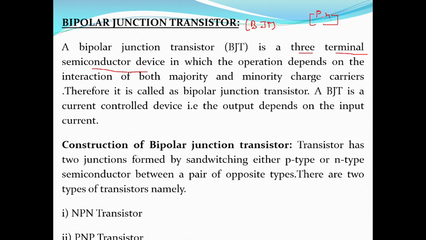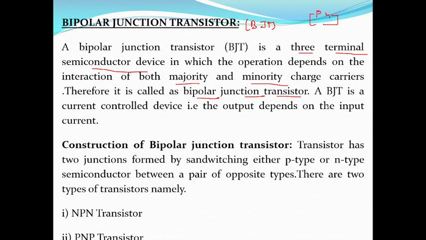Next, in a PN junction, the current is due to minority charge carriers, or otherwise due to majority charge carriers. But in a bipolar junction transistor, the current is due to interaction between both majority and minority charge carriers. So that's why it is called a bipolar junction transistor.